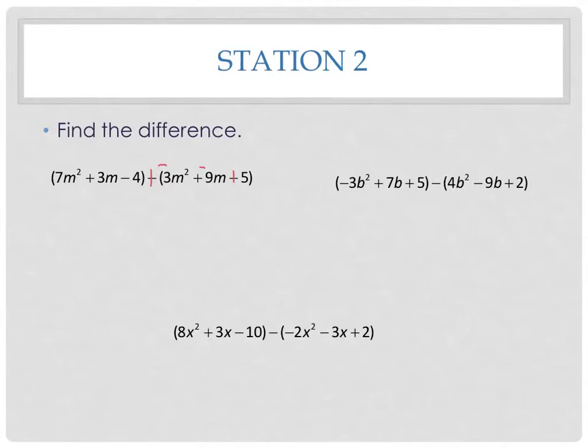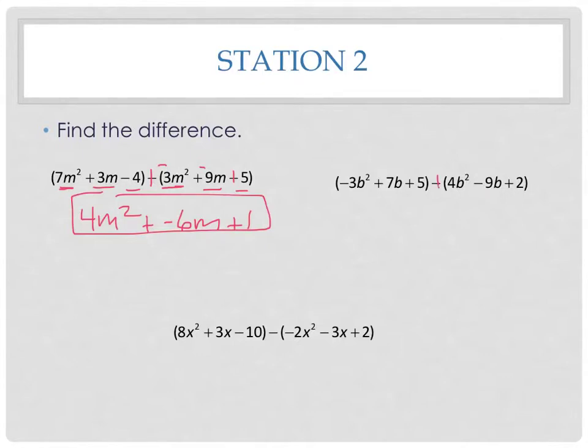I can line them up vertically again, or I can simply take 7m squared plus a negative 3m squared, and that's going to be 4m squared. 3m plus a negative 9m would be plus negative 6m. And negative 4 plus 5 would be plus 1. So there would be the difference there.